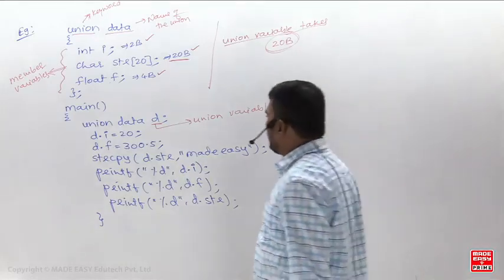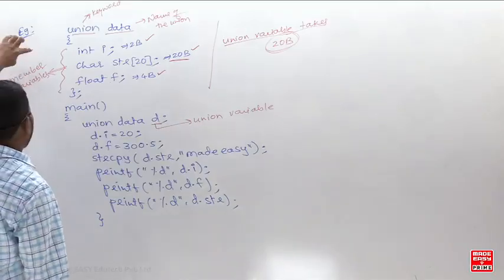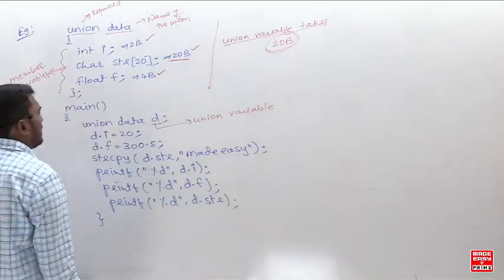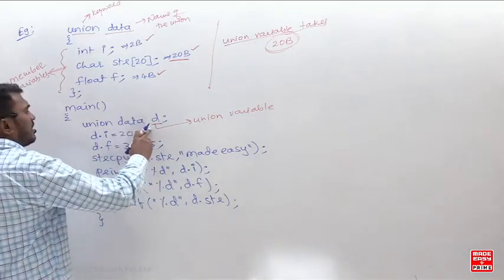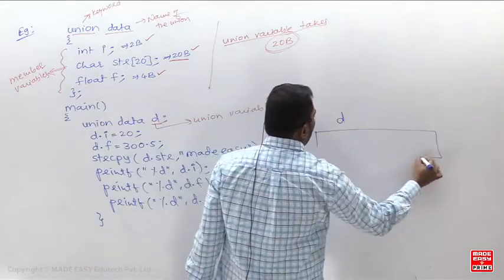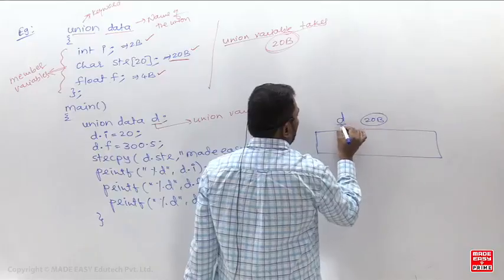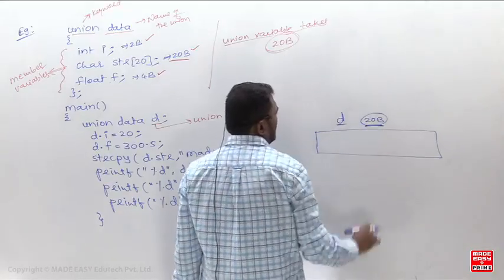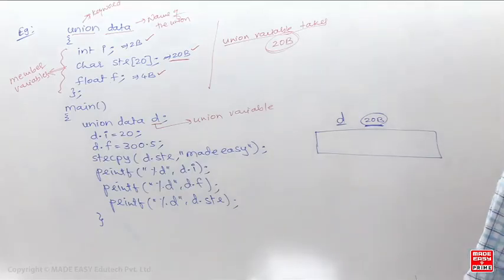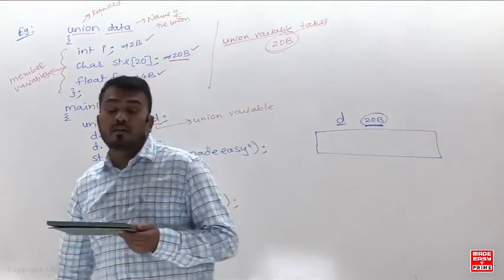Right. So please understand here. These are called member variables, and the union variable takes how many bytes of memory? 20 bytes. Union data D. Look here, this is a union variable. So when you create a union variable D here, how much memory will be allocated? 20 bytes of memory will be allocated. So please understand here, right? 20 bytes of memory will be allocated.